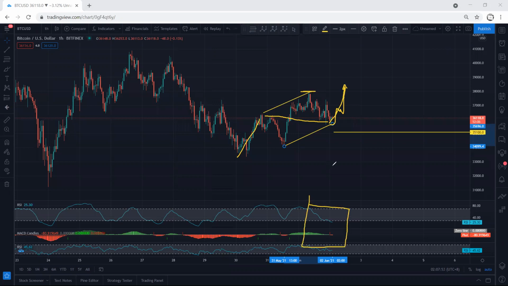Then from there, we refer to the indicators. If we see both of them showing us a divergence, mostly we can expect the price to drop before we get the next move. This is how we can look at the chart.